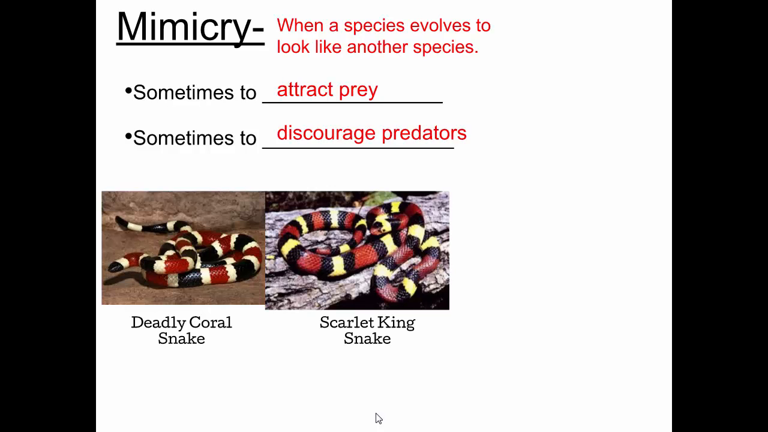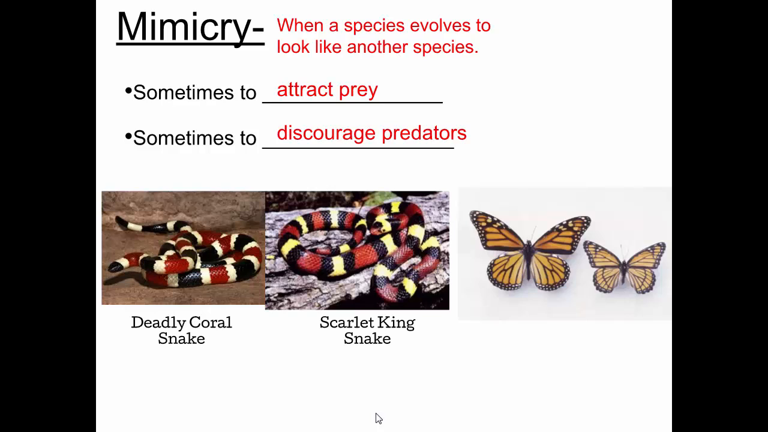Red next to yellow, I've heard as you're a dead fellow. Red next to black, friend of Jack. Yep, you're safe, Jack, is the other one I heard. So red next to yellow, you're a dead fellow. Red next to black, you're safe, Jack. So the actual pattern is a little bit different between the two.